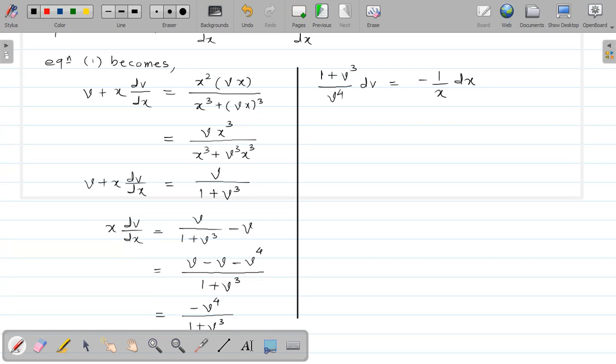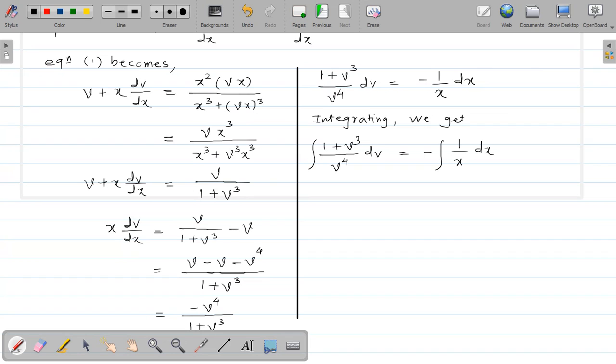Now after getting this form, we have to integrate both sides. So integrating, we get, see the step carefully, what will you get? Here we will get integration of (1 plus v cube) upon v raised to 4 dv is equal to minus, as it is, into integration of 1 upon x dx. Okay, so integrating both sides we get this step.